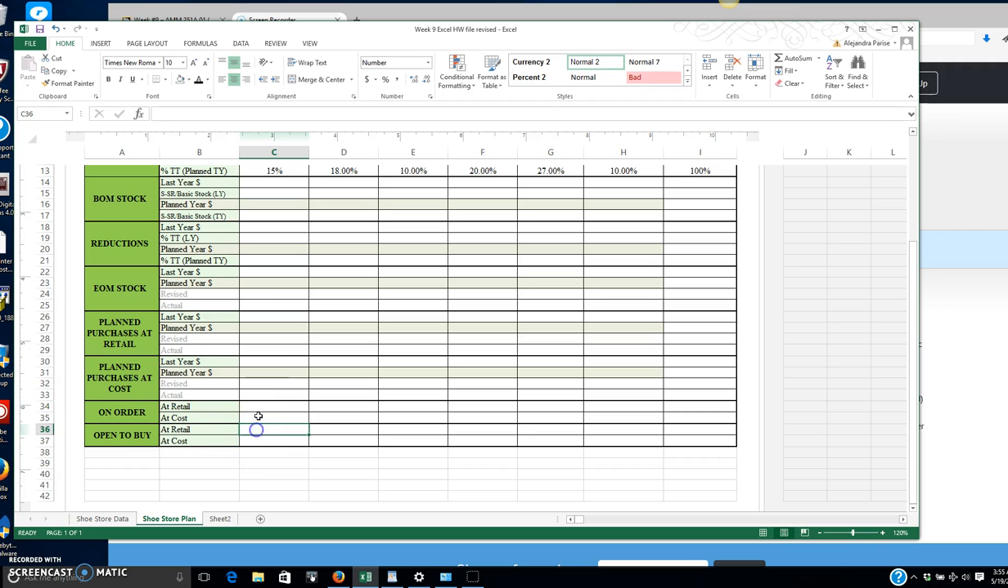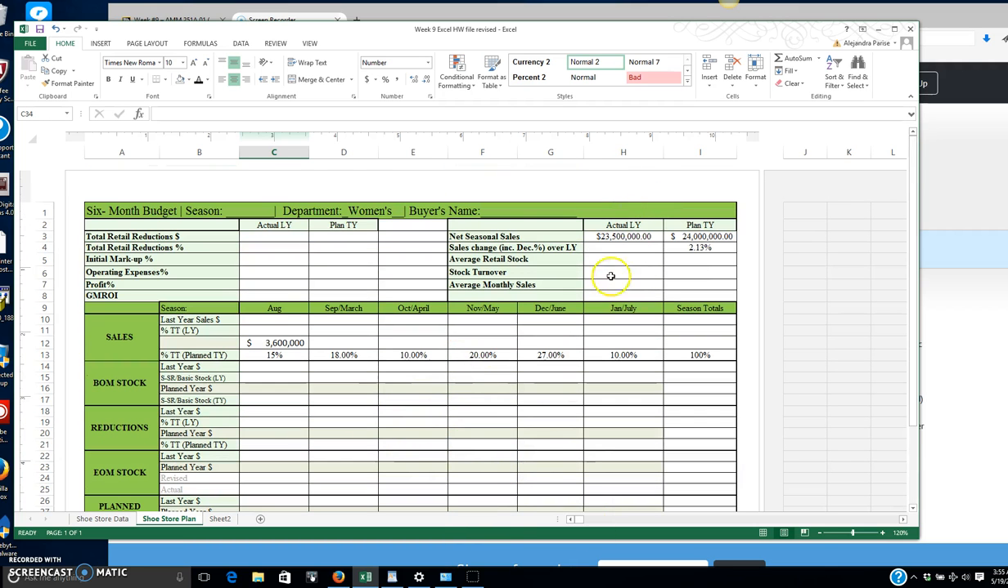Open to buy would be your planned purchases at retail. So make sure you don't look at this. You look at this. And you're going to go ahead and multiply. For open to buy at retail, you're going to take your planned purchases at retail and subtract on order at retail. Okay. Then open to buy at cost would be taking your open to buy at retail, and you're going to go ahead and multiply that by the cost complement, or 100% minus 65%. And that would fill out your chart, your table.